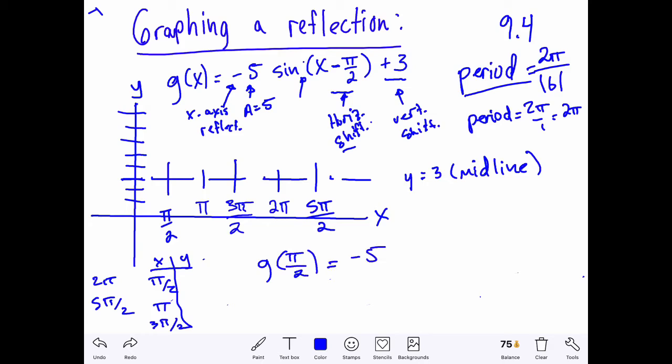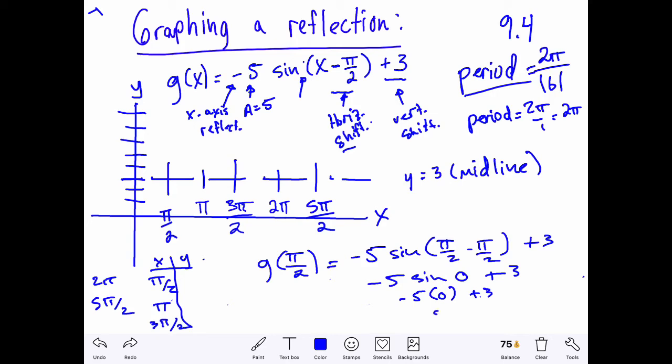Well, that's -5 sine of pi halves minus pi halves plus 3. Okay, pi halves minus pi halves is 0. What's the sine of 0? Well, I think 0 on the unit circle is the point (1, 0). Sine corresponds to y, so that's 0. Multiplied by -5 is 0, plus 3 is 3.